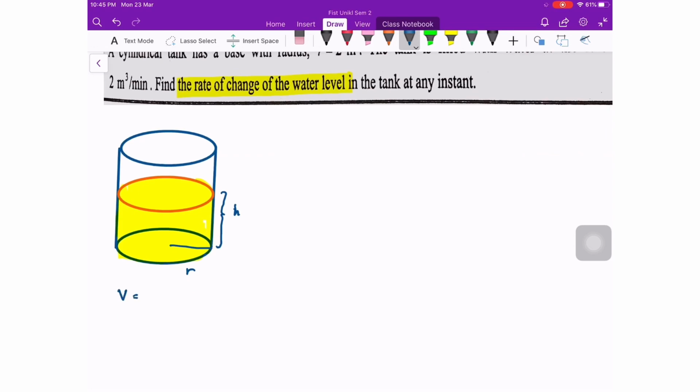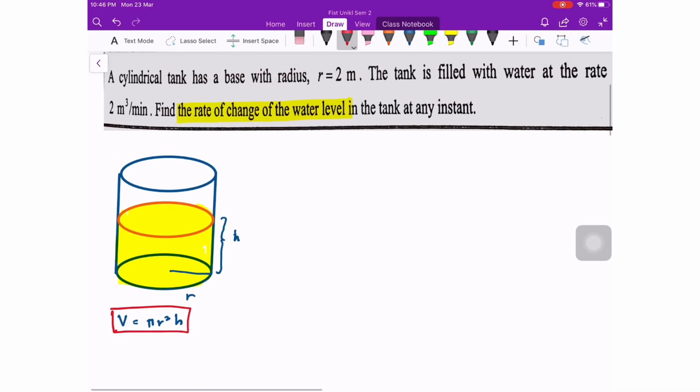Okay, so volume untuk cylindrical, yang ini you boleh refer dalam internet, normally dalam exam it is provided if ada soalan yang berkaitan dengan cylindrical tank problem. So volume for cylindrical is pi r squared h. Okay, so this is actually a formula to find volume for cylindrical. Alright, so this information yang kita perlu tahu lah sebelum kita mula soalan ni.